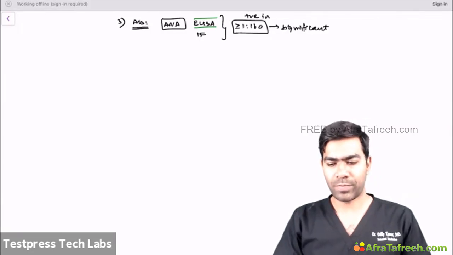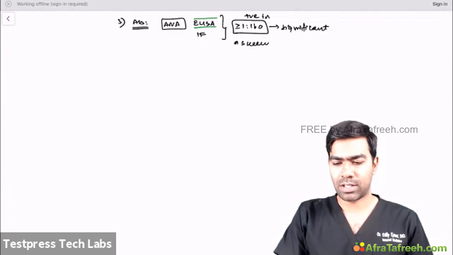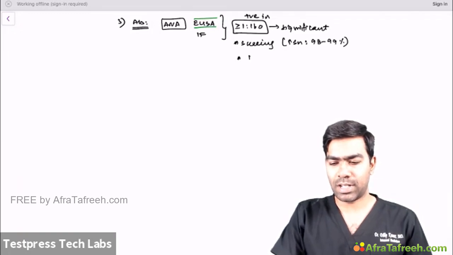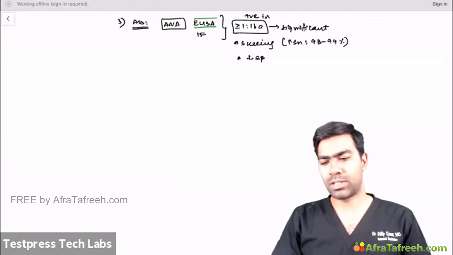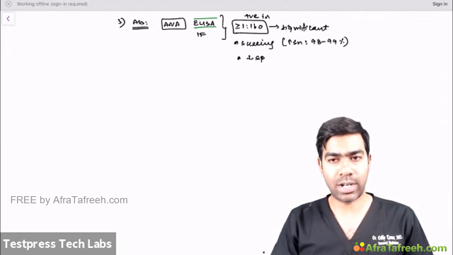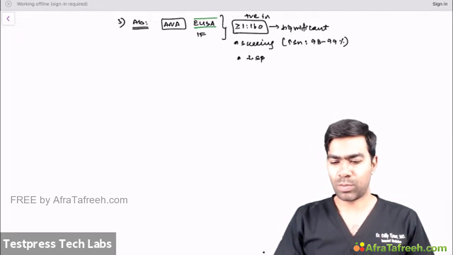That's point number one. First of all, what is the importance of ANA? ANA is more of a screening test, which means it has a very high sensitivity, approximately 98 to 99% in SLE. But it has extremely low specificity, which means a positive ANA cannot confirm SLE, but a negative ANA you can use to rule out SLE. A patient with a negative ANA is very, very unlikely to have systemic lupus erythematosus.